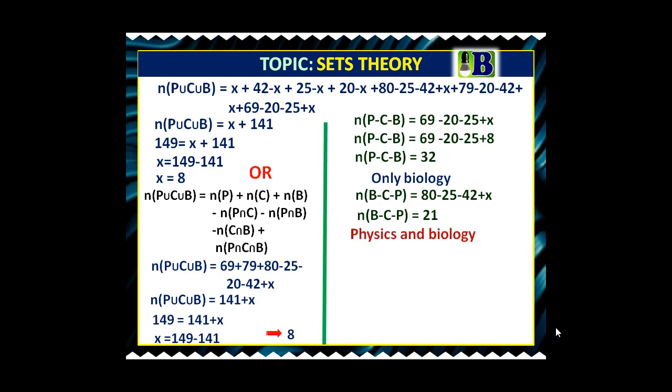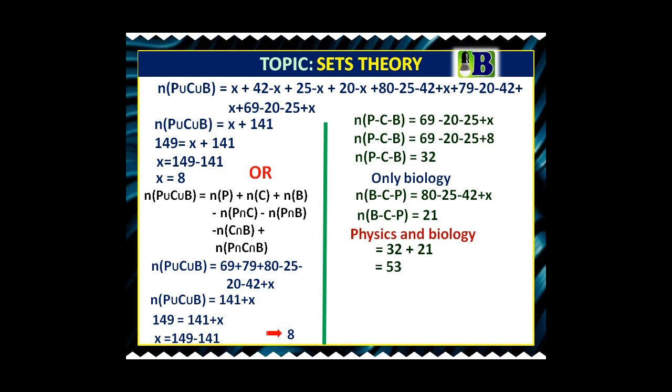But what we are asked to look for is physics and biology. What this represents means a combination of the number of students that offer physics only plus the number of students that offer biology only. So if we decide to add the two, it's going to look like this: 32 plus 21 is equal to 53.